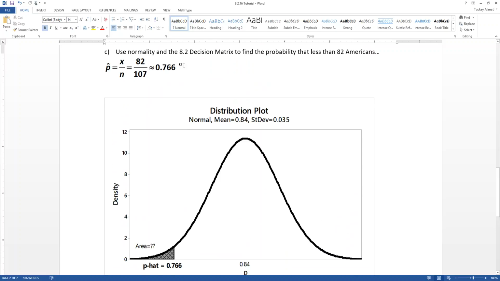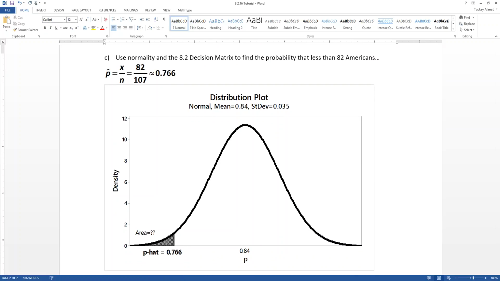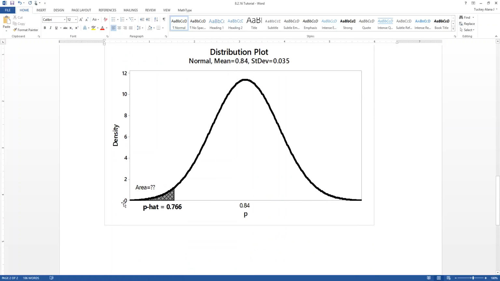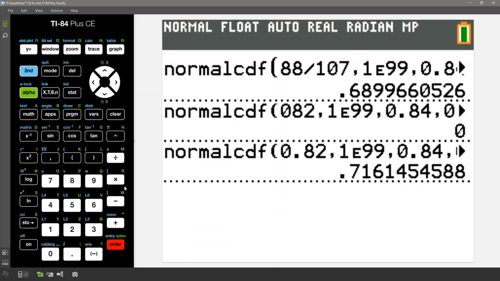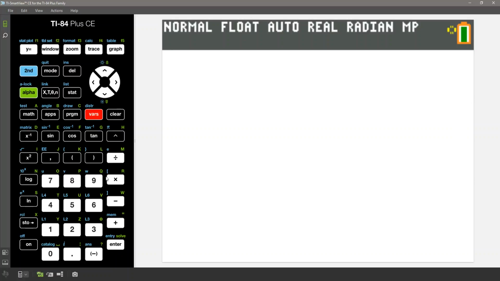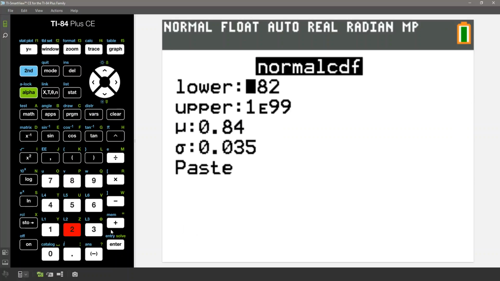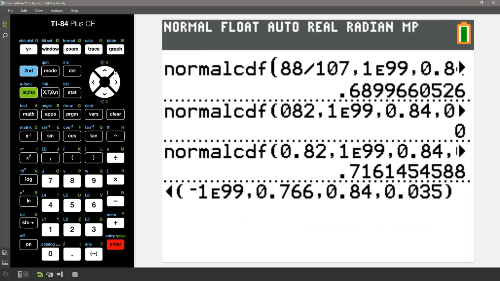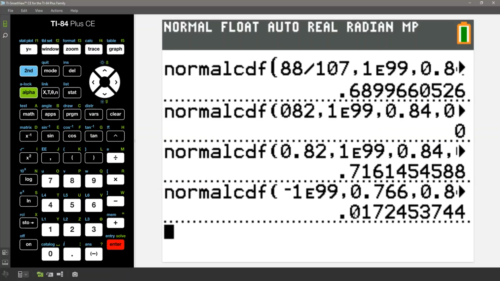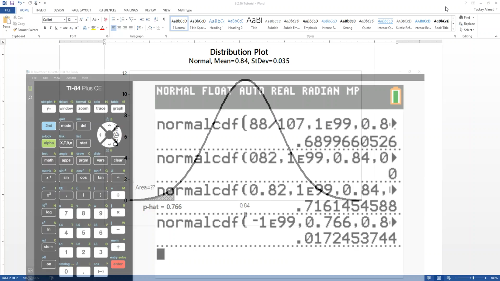So you want to go 0.766 and less than. To find that, you'll need normal CDF from left to right. But in this case, the left-hand edge is negative 1E99 to 0.766. So let's do that. So we're going to go from normal CDF. We're going to take negative 1E99, then we're going to go to 0.766, and then 0.84 and 0.035, because apparently that's all the accuracy they want on these problems. And that gets us 0.0172.